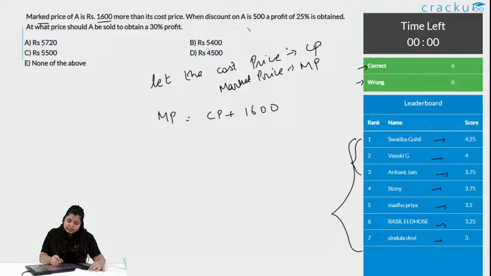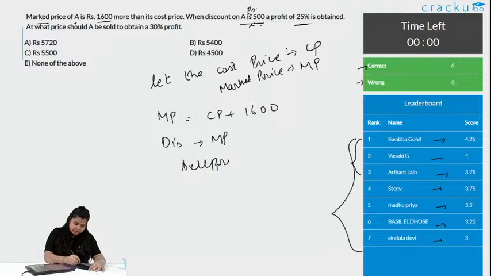Now when the discount on A is 500, then 25% profit is obtained. So when a discount of rupees 500 is given, there is a profit of 25%. The discount is on the MP, right? So what are we doing now? The discounted price, that is the selling price.